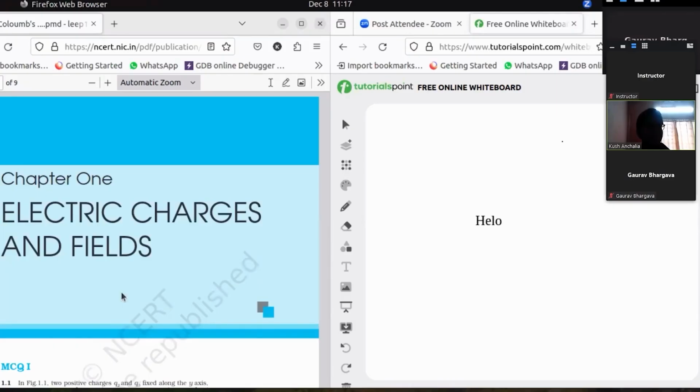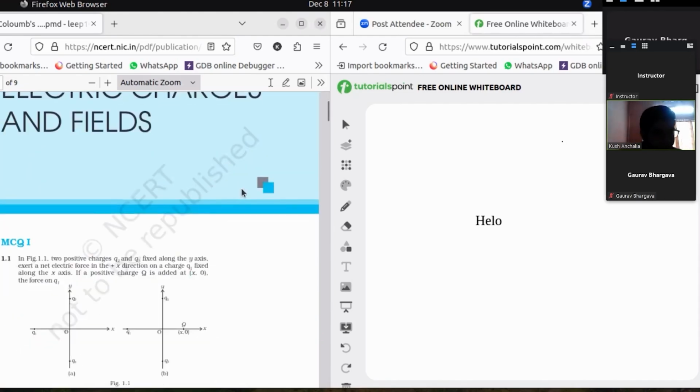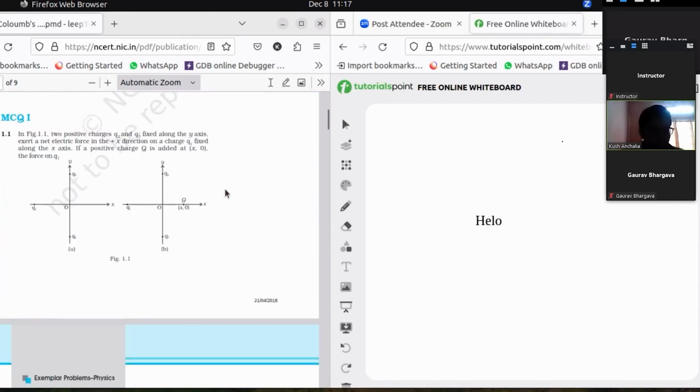Today we will be discussing the NCERT Exemplar for Chapter 1 of physics, that is, Electric Charges and Fields. We'll be directly starting with the questions. MCQ 1. Let us first read this question.